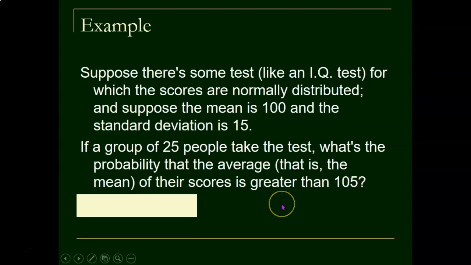So notice what we want in probability notation. This would be the P of x bar being greater than 105. The probability of the sample mean, the average for that group of 25 people, to be greater than 105.